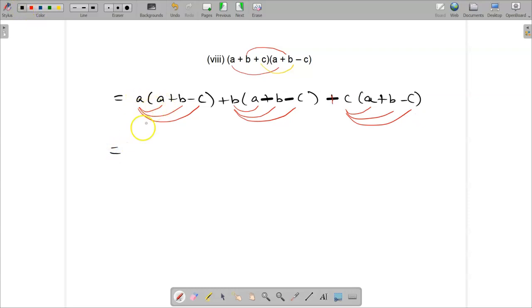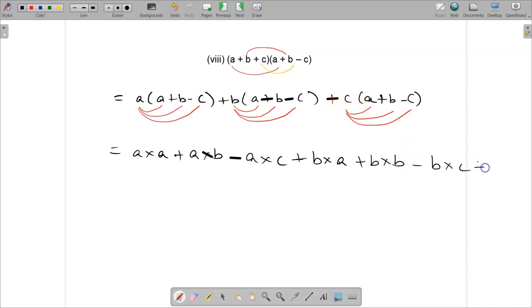So plus into plus it is plus A into A, plus into plus it is plus A into B, plus into minus it is minus A into C, plus into plus it is plus B into A, plus into plus it is plus B into B, plus into minus it is minus B into C, plus into plus it is plus C into A, plus into plus it is plus C into B, plus into minus it is minus C into C. So what is A into A?